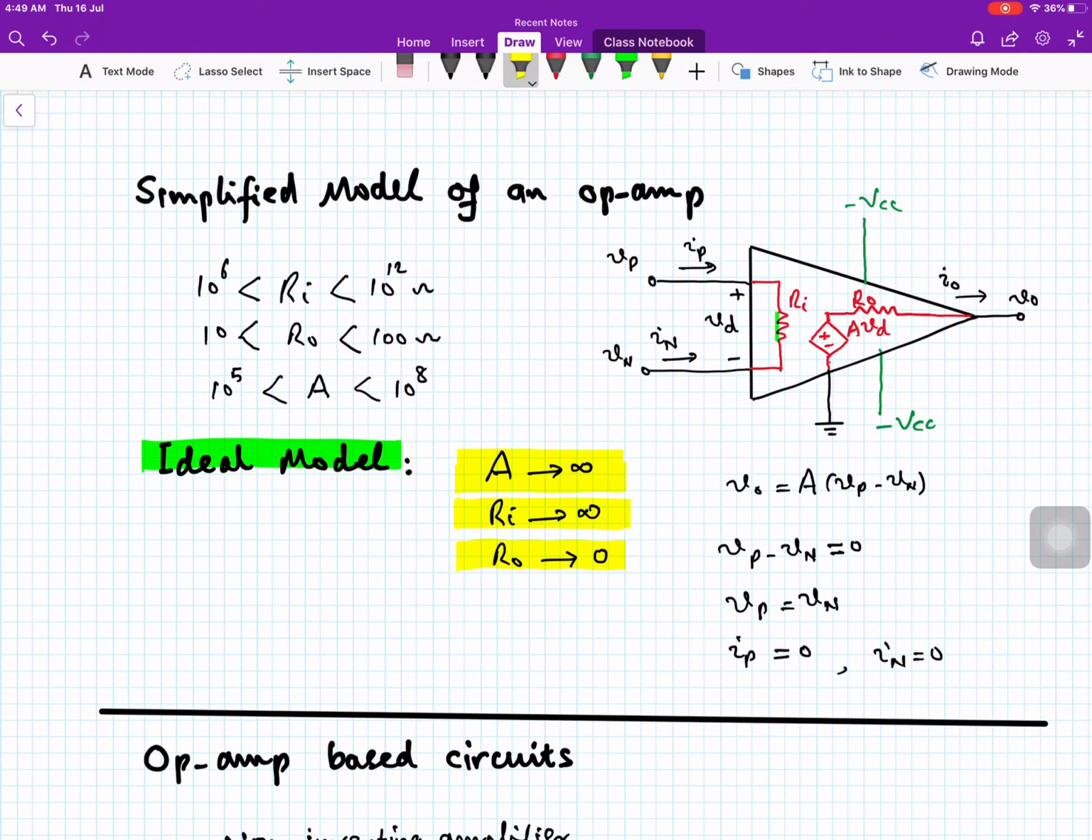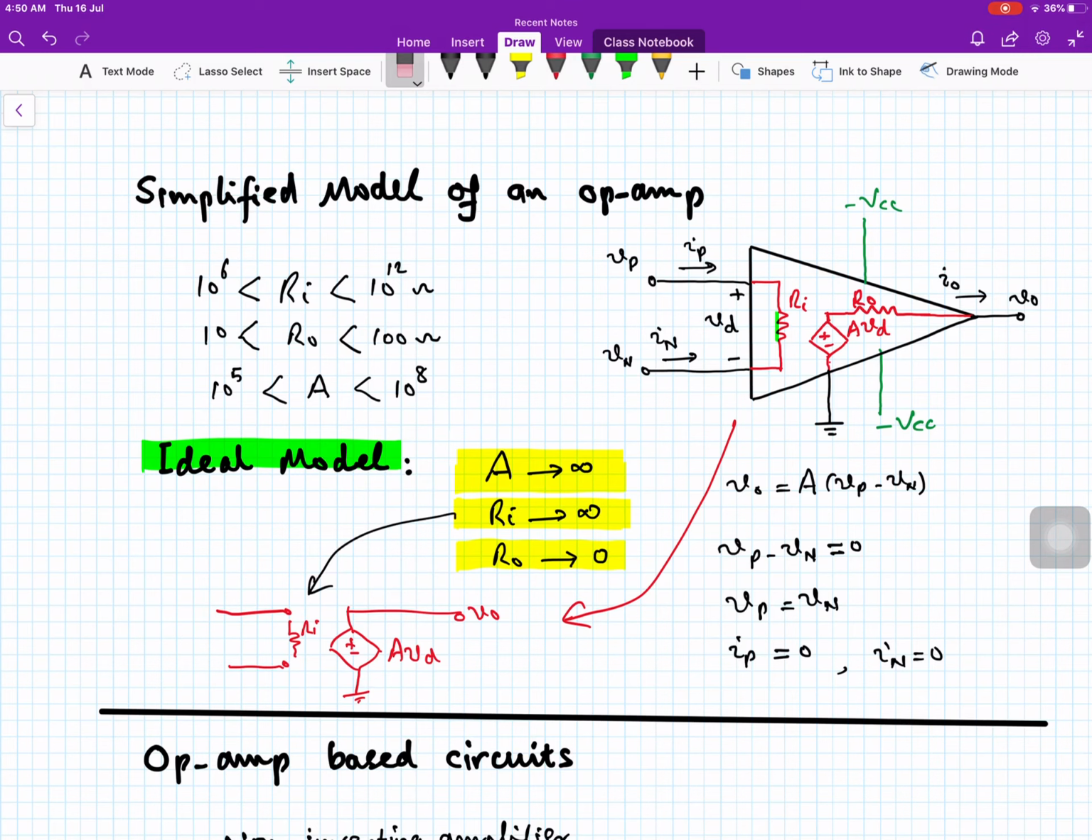So with these assumptions, this model over here can be redrawn. Reference ground, this is A VD, and this is VO. At the input side, as this Ri is approaching infinity, infinite resistance means it is open. While this is the non-inverting input and this is the inverting input, labeled as Vp and Vn. So this is the ideal model of an operational amplifier.